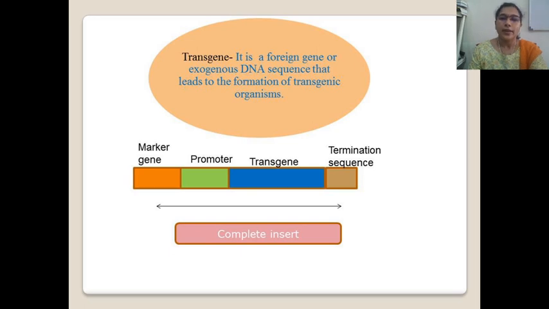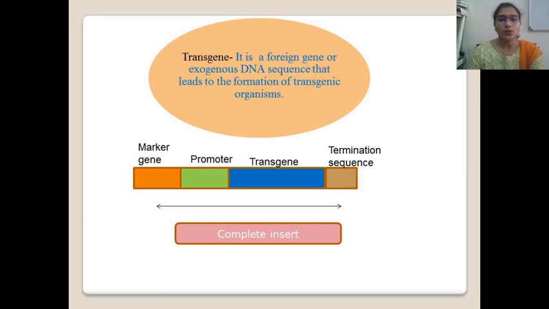Therefore, to add a desired trait or character to a crop, the foreign gene encoding the trait must be inserted into that crop. For successful integration and expression, a transgene should possess some specific components. They are a promoter sequence. Promoter sequences are DNA sequences that determine where and when the inserted gene is expressed in the host organism. The transgene is the actual gene of interest that has to be inserted.